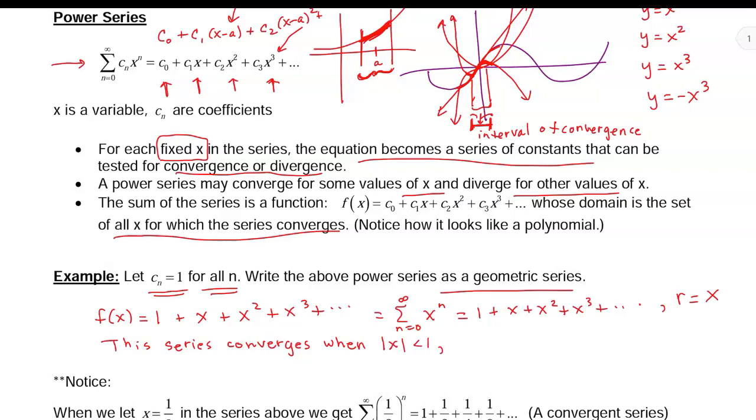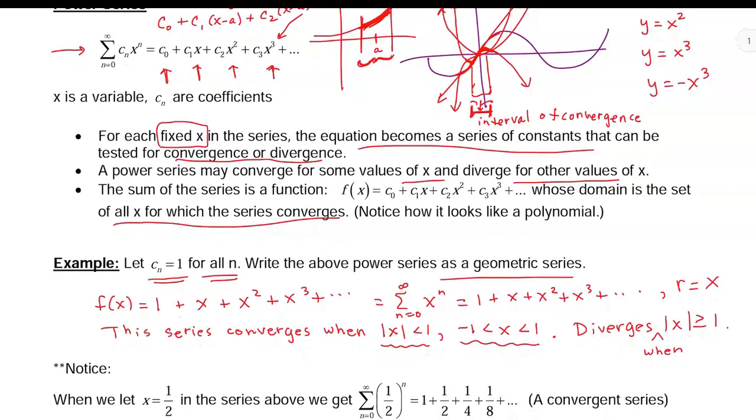By the way, that means when x is between -1 and +1. So that's how we would write this absolute value inequality. We would write it this way as a regular inequality. We also know that it diverges when absolute x is greater than or equal to 1.